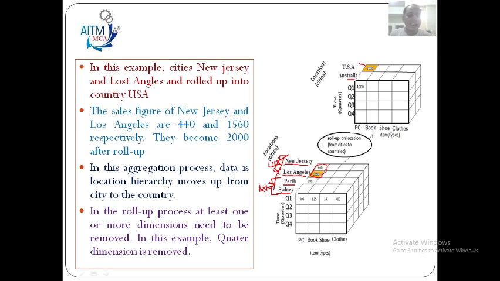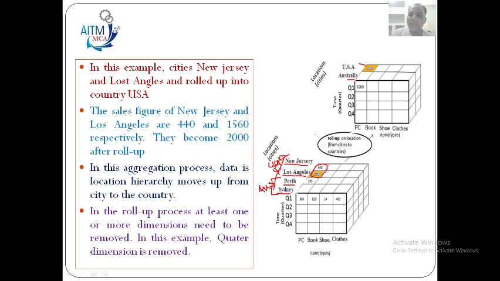So in the roll-up operation, what we are doing is reducing the number of dimensions. We are reducing the number of dimensions here. Got it? The item types, PC, book, shoe and clothes, and the time period remain the same.